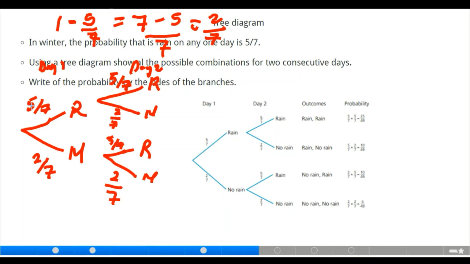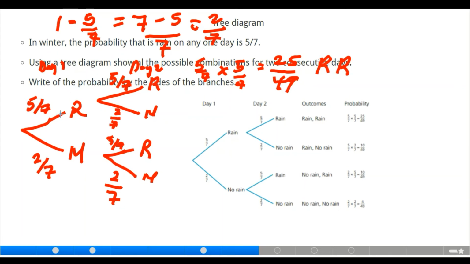So we are going to be picking these together and we multiply. So we multiply this with this. That is 5 over 7 multiplied by 5 over 7 to get rain, rain, right? So that is 25 over 49. That is 5 times 5, then we have 7 times 7. That is, it will rain, it will rain.